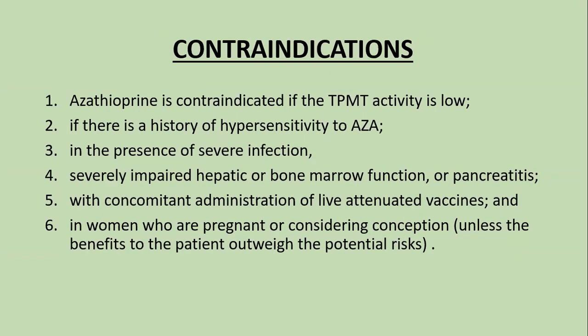Contraindications. Azathioprine is contraindicated if TPMT level is low. If there is history of hypersensitivity to AZA, in presence of severe infections, with severe hepatic or bone marrow functions or pancreatitis, with concomitant administration of live attenuated vaccine, it should not be given. Women who are pregnant or considering conception, unless the benefit of giving the drug outweighs its potential risks.